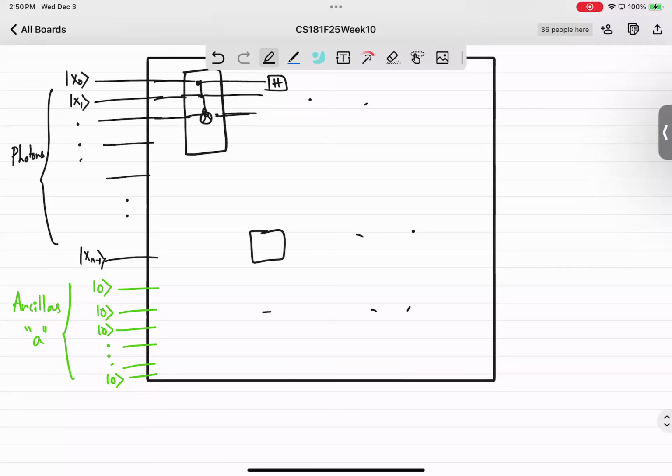Maybe there's another Hadamard gate here, there's another Hadamard gate here, and so on. Okay. So the gates are still operating kind of locally, in the sense that at a time a QNAND can operate on at most 3 qubits, right? 3 photons. My Hadamard gate operates only on 1 qubit, right?